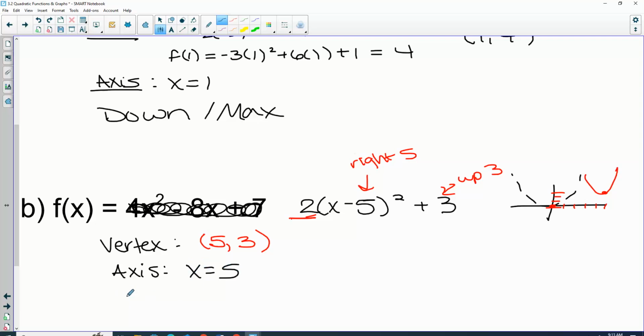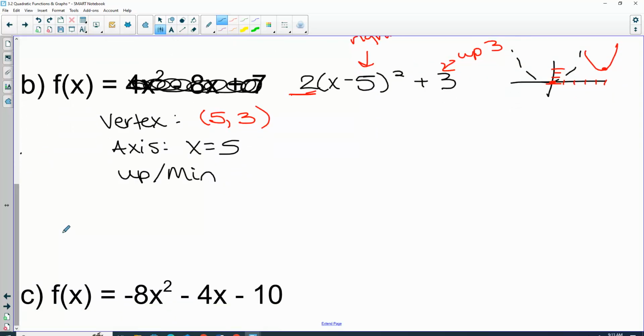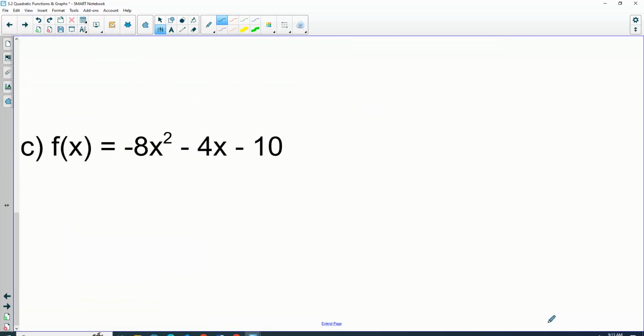Okay. Does this open up or down? Up, so does it have a maximum or a minimum? I want you guys to do C. Do we normally put the minimum, or is that just for fun right now? Yeah, just right now. I might ask you that question at any point, but.